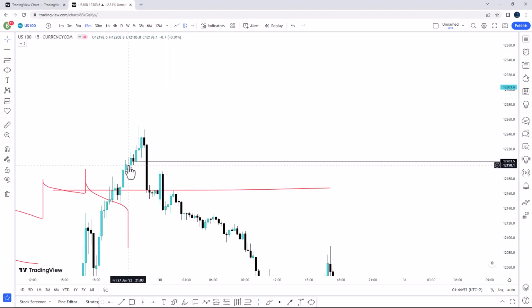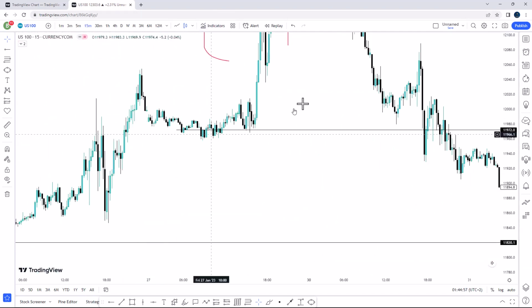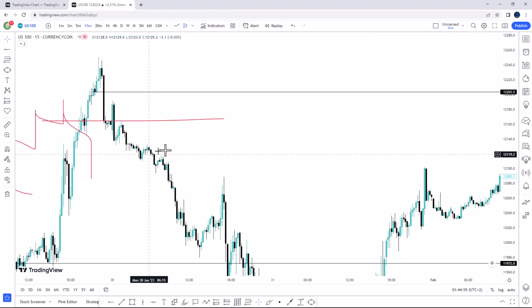So you need to mark these zones and the ones you have on a higher time frame. But based on nature, the ability to trade the market involves understanding that the market creates different behaviors, and your job is to react to different scenarios, to any scenario the market is giving. So I hope you understand.